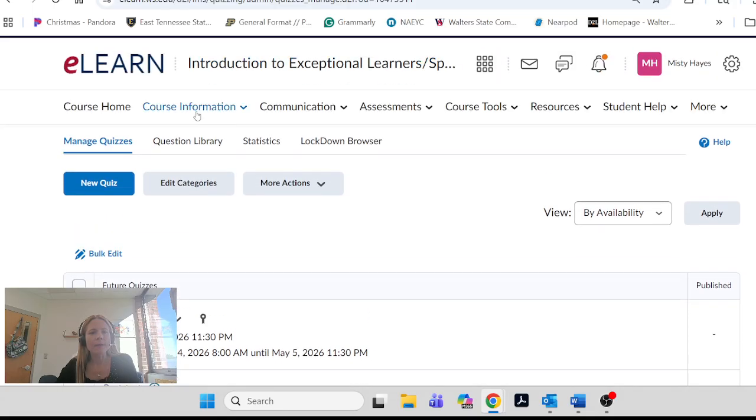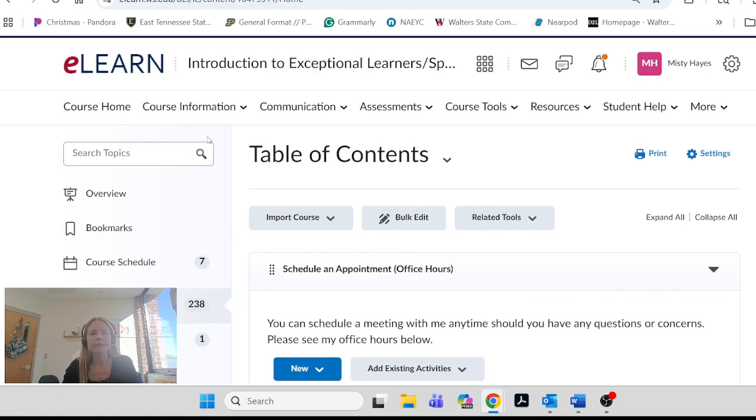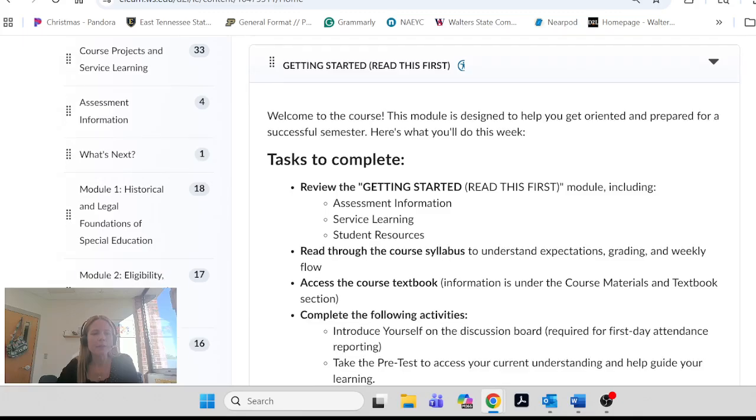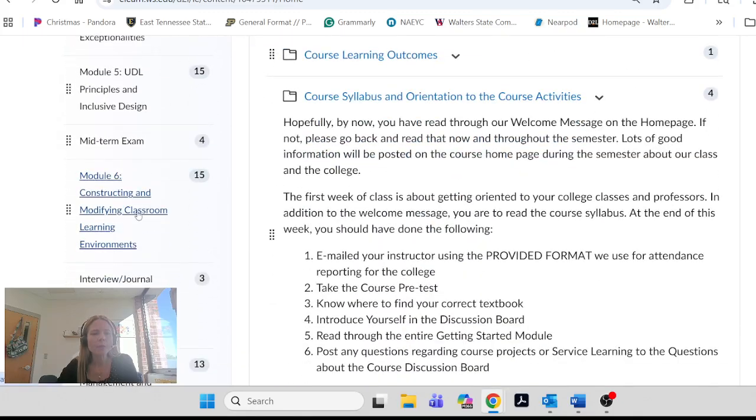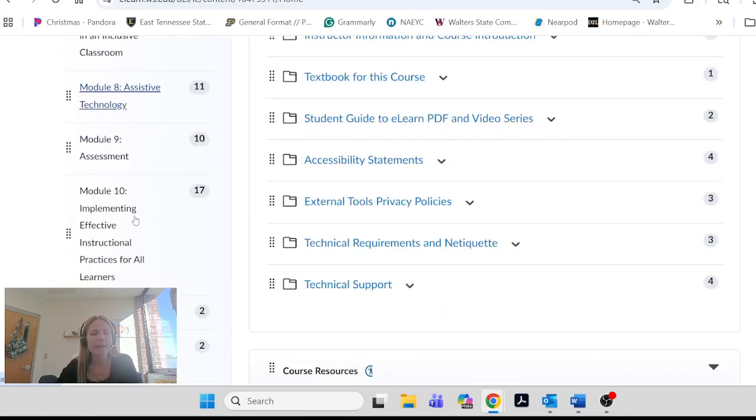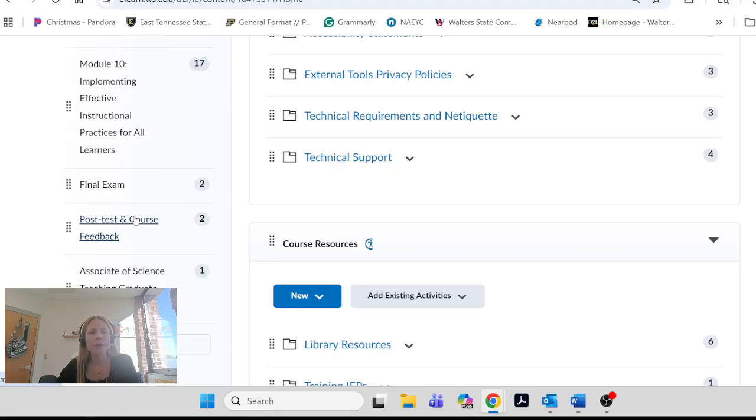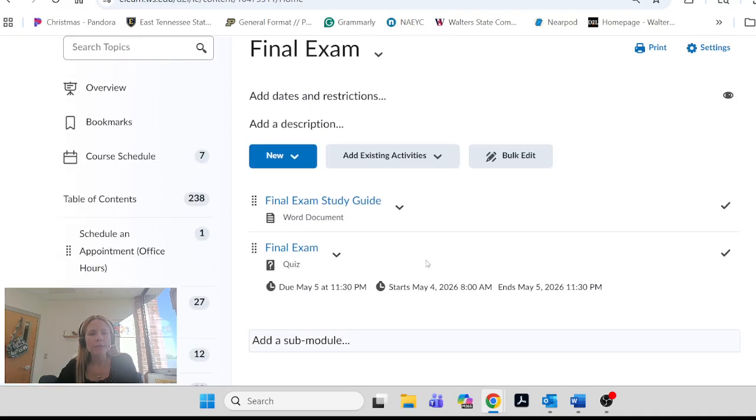Now, remember, as I mentioned before, the final is not comprehensive. It's not over everything, right? It's only going to be over modules 6, 7, 8, 9, and 10. I tested you on the other half. If you go to Final Exam under Table of Contents, there is a study guide there for you. There's also a link to the exam, so that is there as well.